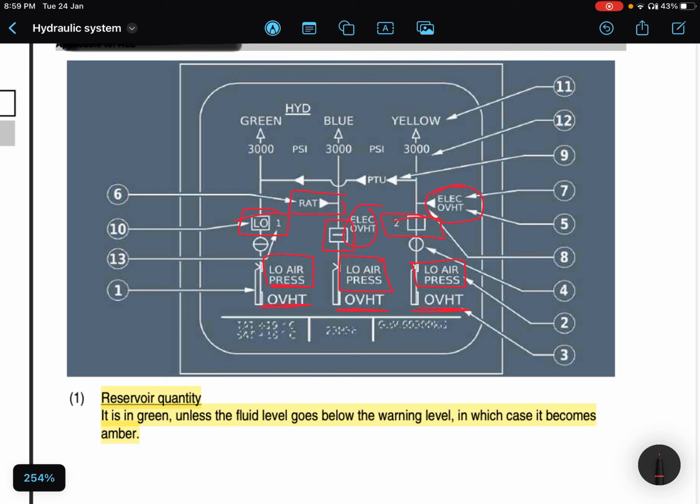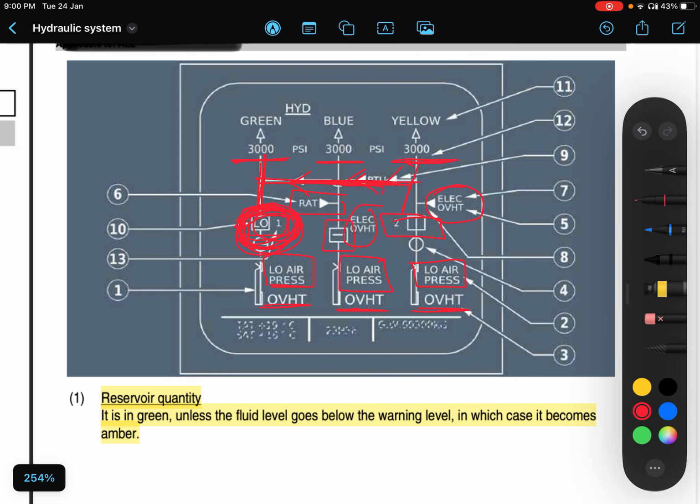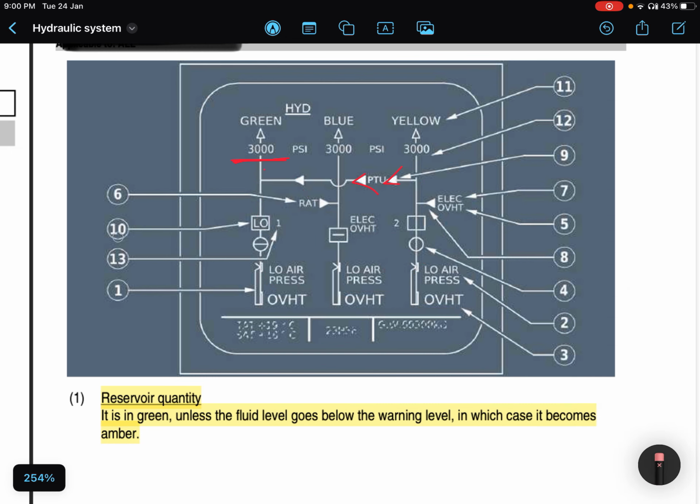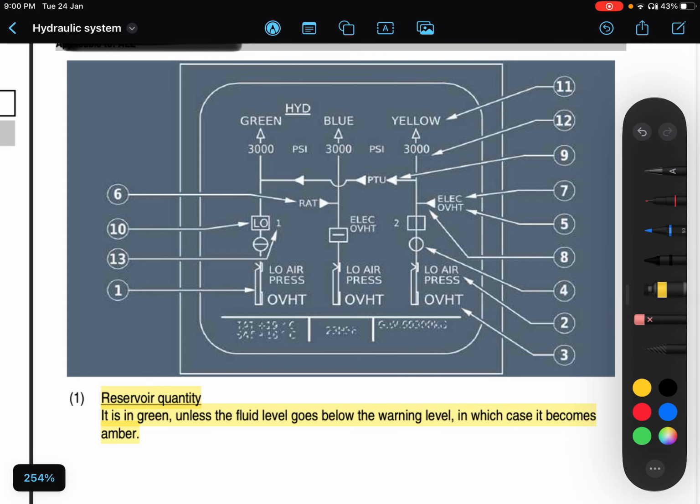This is the indication of red. Now PTU is supplying the green system from yellow. You can see these solid arrows. This is supplying the green system because the engine 1 pump is low pressure. System pressure is 3000 psi. System pressure is maintained through PTU right now. You will be surprised that if the system 1 pump is not running, it's showing low, then how is it 3000 psi over here? It is because PTU is working. This is because of PTU only, right?